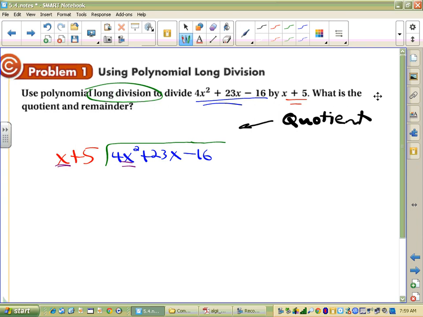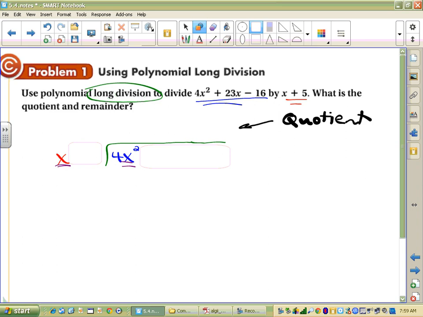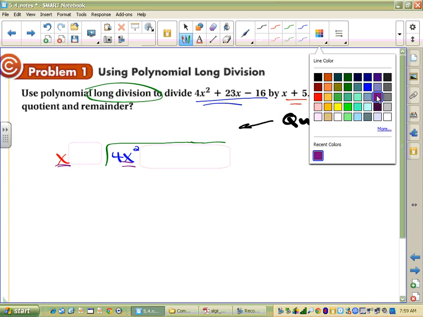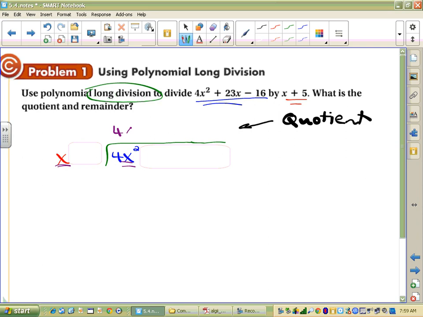And it's really unsettling because, to be honest with you, I'm disregarding that plus 5 and I'm disregarding the rest of that for a minute. Not forever, but for a minute. So when I do that, I think I'm going to get 4x.